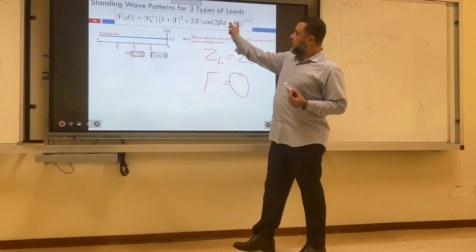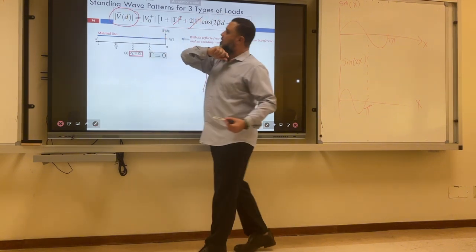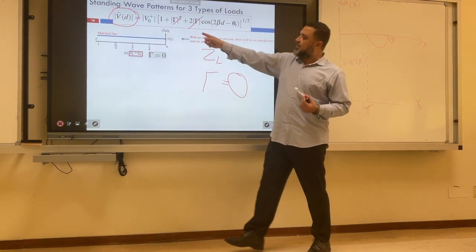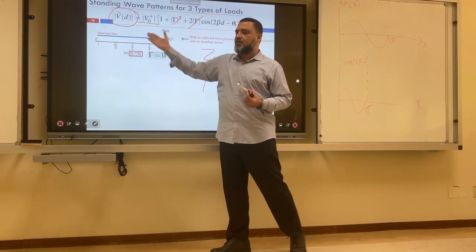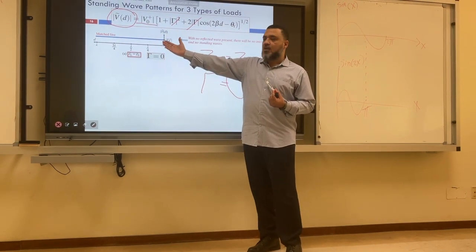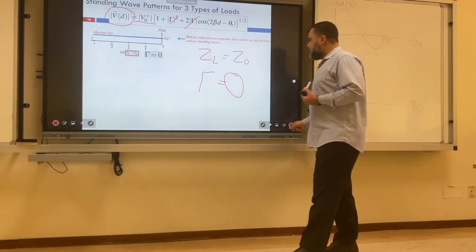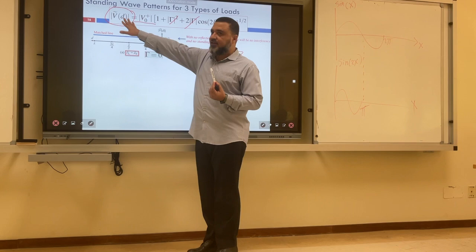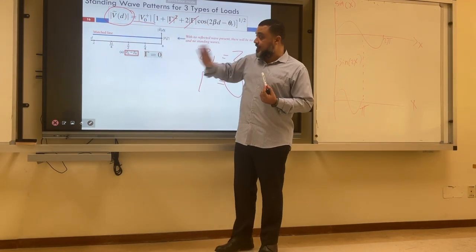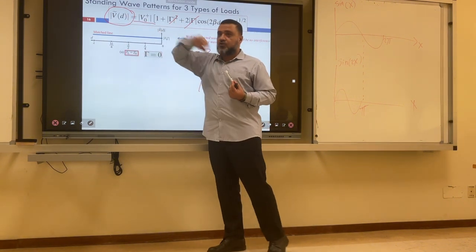This means no reflection. If gamma equals 0, what is the magnitude of V of D? It will be this one, which is constant. So this is the phasor complex voltage, which is the envelope of the time domain. Looking at this signal, this is the magnitude of V of D, the magnitude of the complex voltage on the transmission line at any point D. At any point D, you have the same magnitude of voltage.